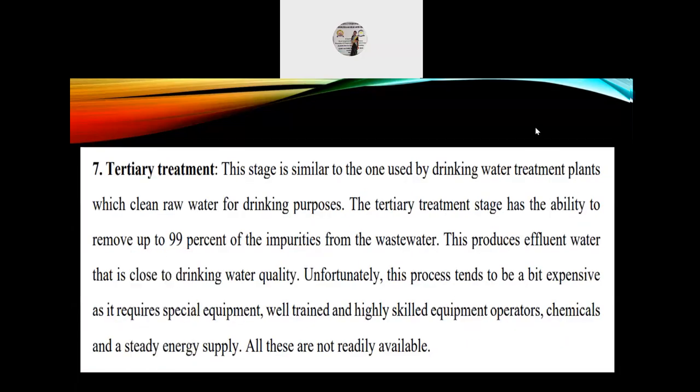Next, tertiary treatment. This stage is similar to the one used by drinking water treatment plants, which clean raw water for drinking purposes. The tertiary treatment stage has the ability to remove up to 99% of the impurities from the wastewater. This produces effluent water that is close to drinking water quality. Unfortunately, this process tends to be a bit expensive as it requires special equipment, well-trained and highly skilled equipment operators, chemicals and a steady energy supply. And all these are not readily available.